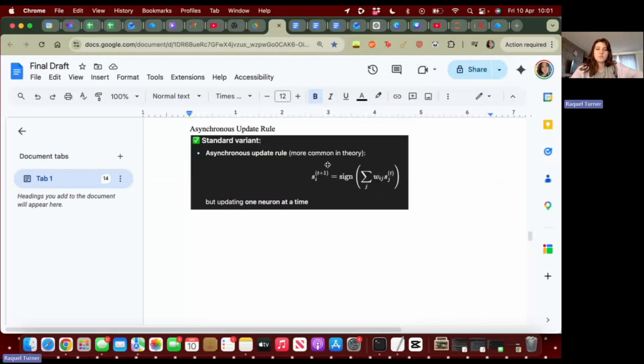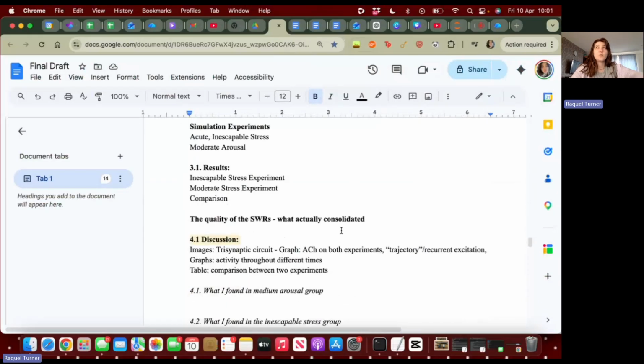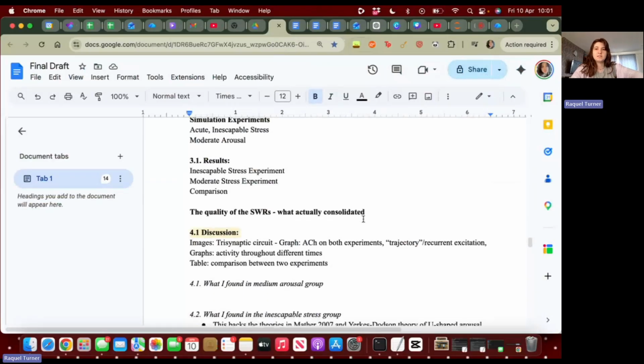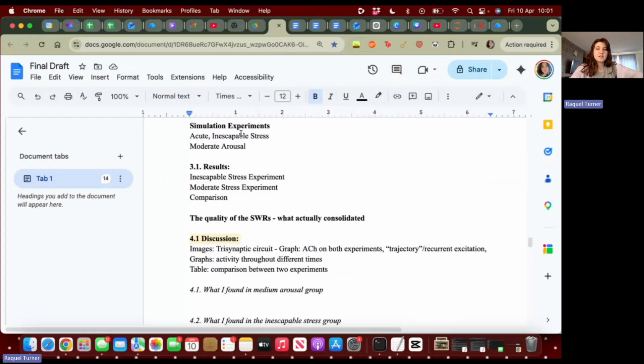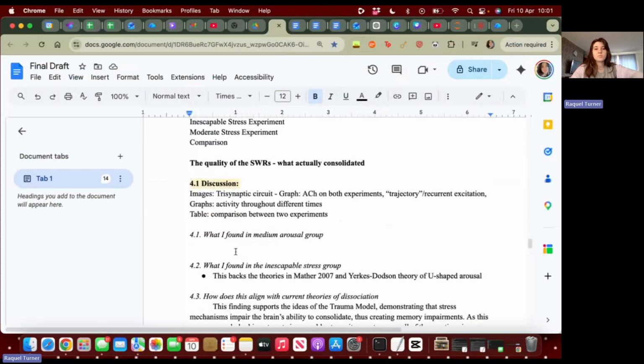Asynchronous update rule. I don't think I even ended up actually putting this in. So I might see, do I want that? It probably doesn't matter anyways, but it's fine. If it works, it works. But maybe just to be more precise. And then my experiments are going to get changed up based on what I'm doing now.